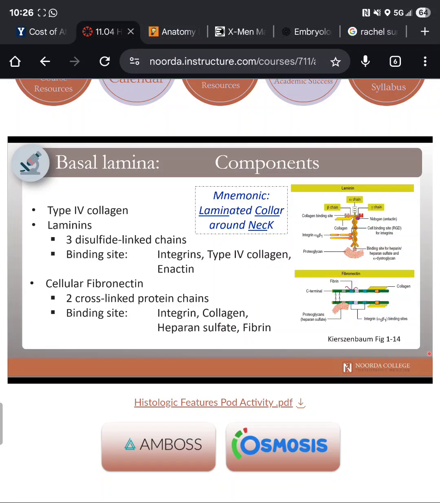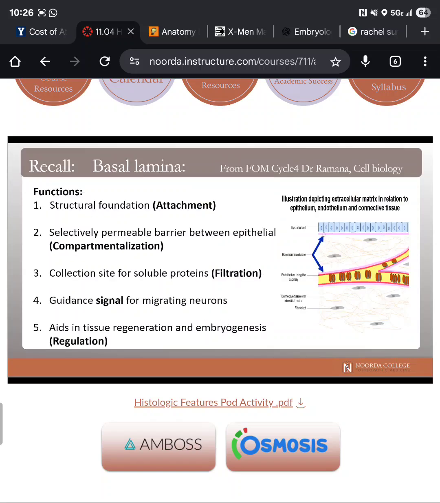Now there's a mnemonic that I want you to be mindful of, which is called laminated collar around the neck. The phrase laminated collar around the neck indicates laminin, collagen, fibronectin. Recall again, Dr. Romana had talked about basal lamina in cycle 4 of Foundations of Medicine.